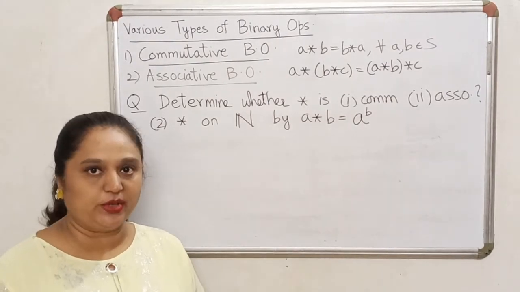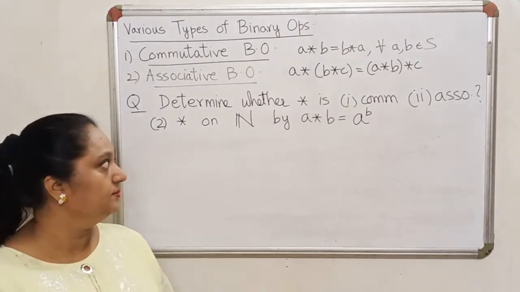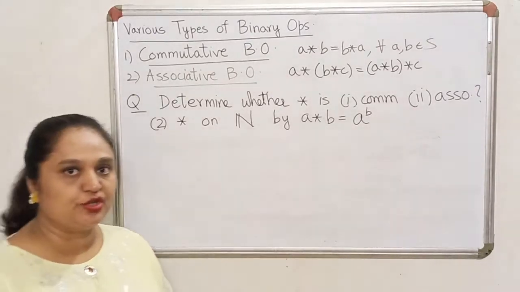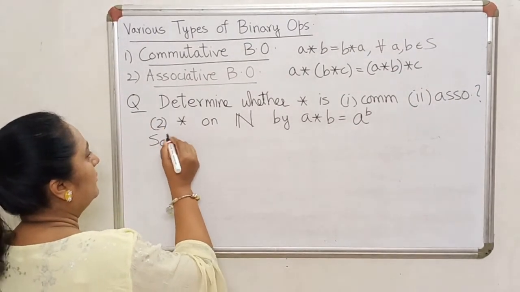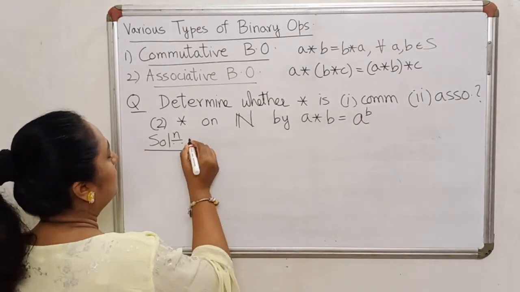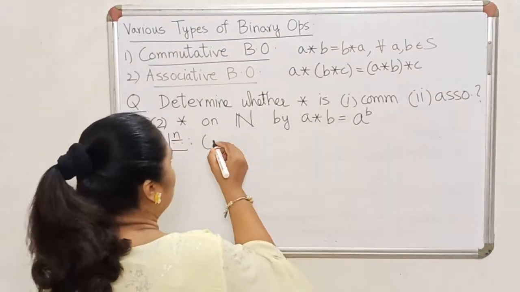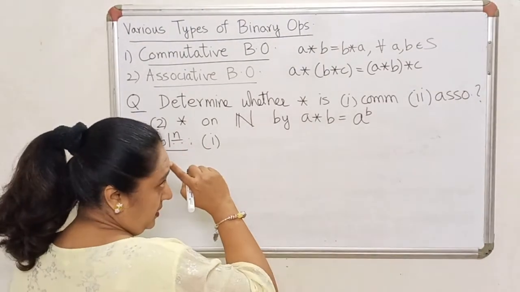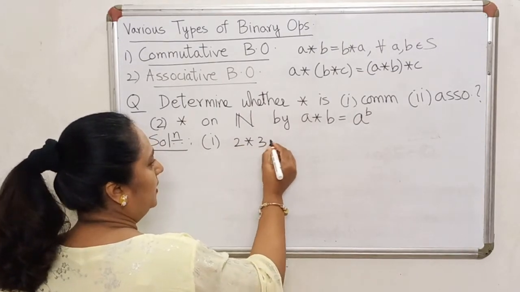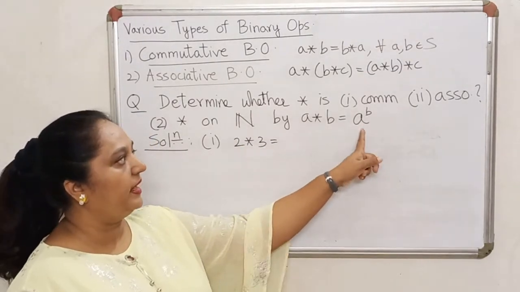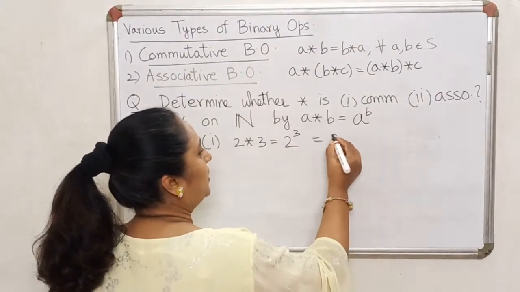So first try the commutative property. I'm fairly sure most of you will have figured out that this operation is not commutative. If you have taken some other pair also, it will work. I will take 2 and 3. So let's look at 2 star 3. A star b is defined as a raised to b, so 2 star 3 is 2 raised to 3, which is 8.